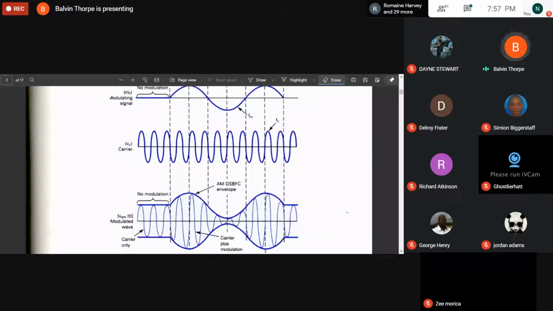That's what I want to get you guys to understand: that a carrier is the one that changes. The information, you don't want to change, because you want the information to remain intact to go from point A to point B. It's the carrier that is changing.